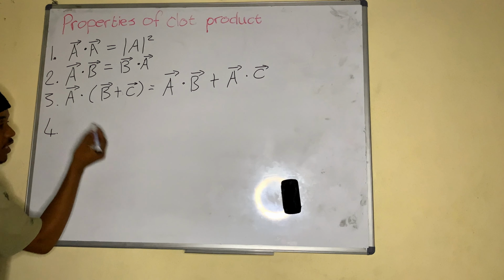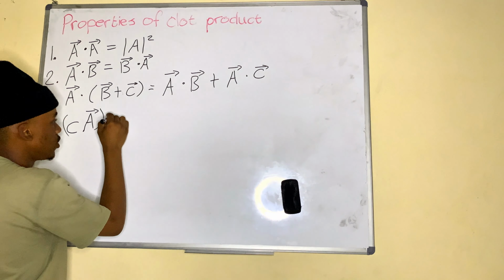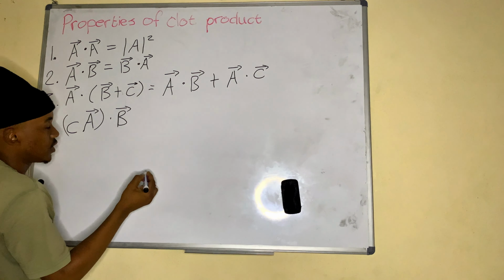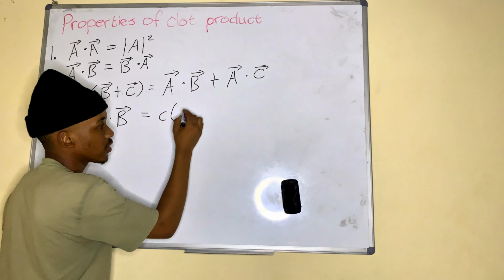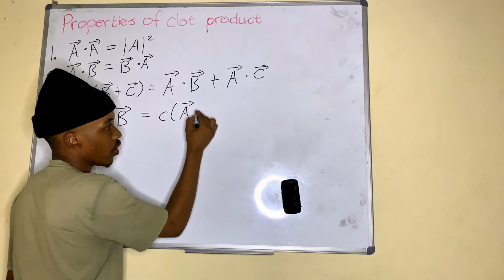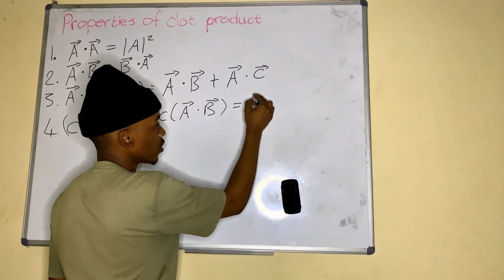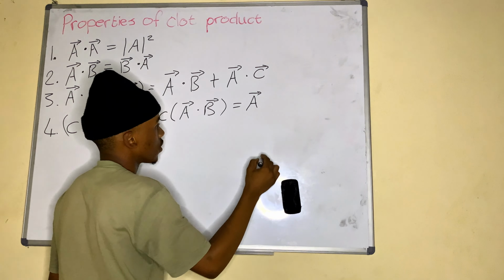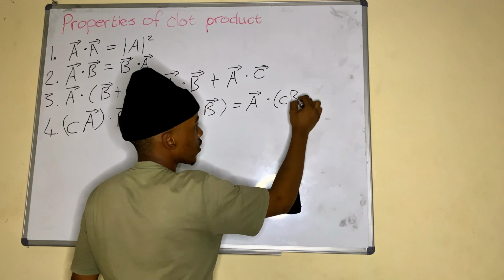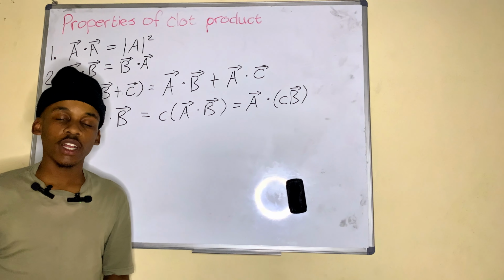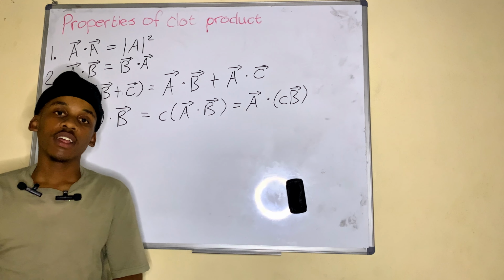The dot product allows the distribution of a scalar. Suppose we have a scalar which we'll name C, being multiplied with vector A dot vector B. This is equal to the scalar multiplied by the dot product of A and B, and this can also equal the dot product of vector A with the scalar C multiplied by vector B. The dot product of a null vector, also known as the zero vector, with a non-zero vector will give us 0.